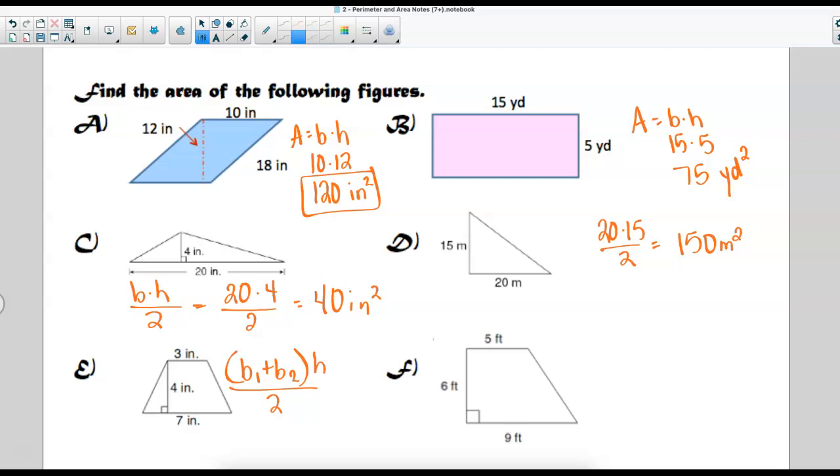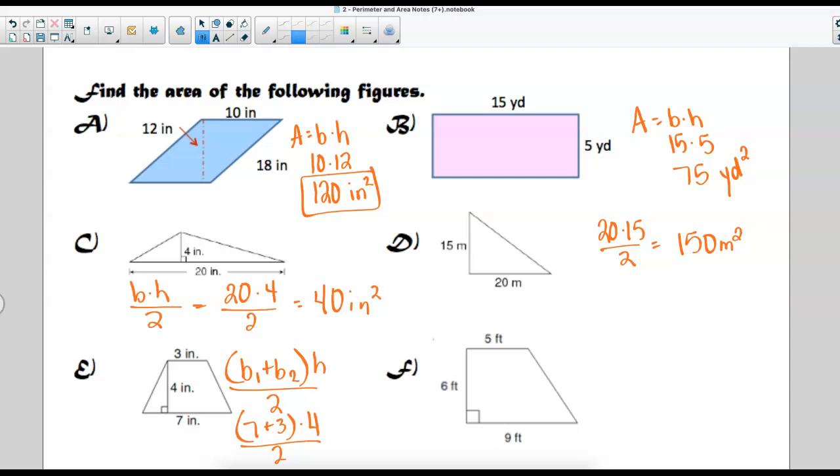3 and 7. So we have to do 7 plus 3 times 4 and then divide by 2. You guys be really careful when using your calculator. If you put in your calculator 7 plus 3 times 4 divided by 2, not all of us are going to get the same answer. Do that in your calculator. What do you get?